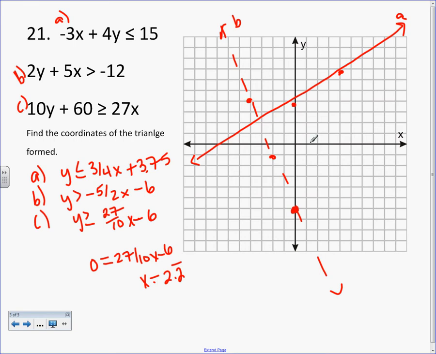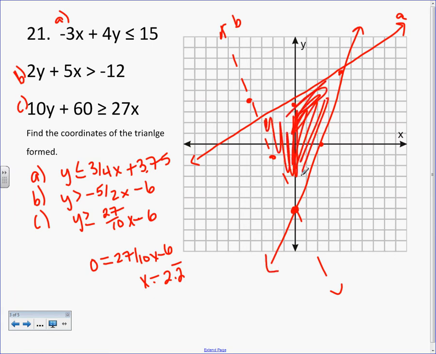So I'm going to go to like 2.2. It's going to be a solid line, and it's going to be above. So here's my triangle. Do you guys get that? The 3 ordered pairs I've circled.